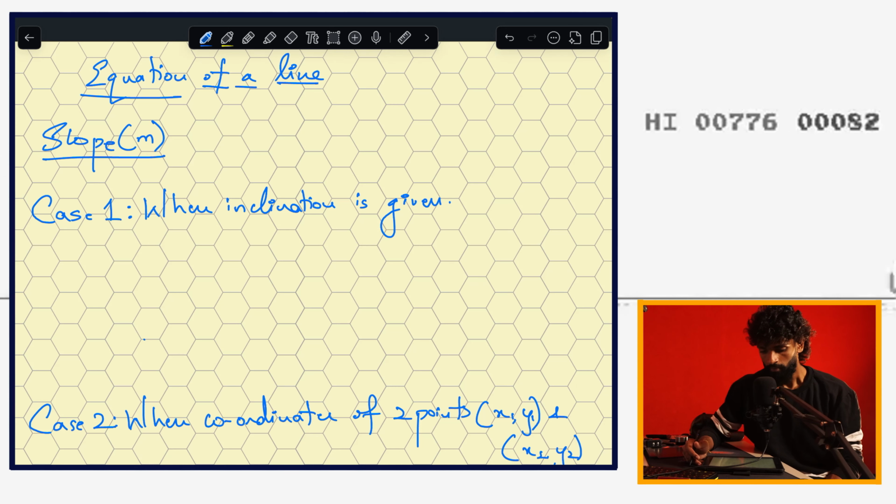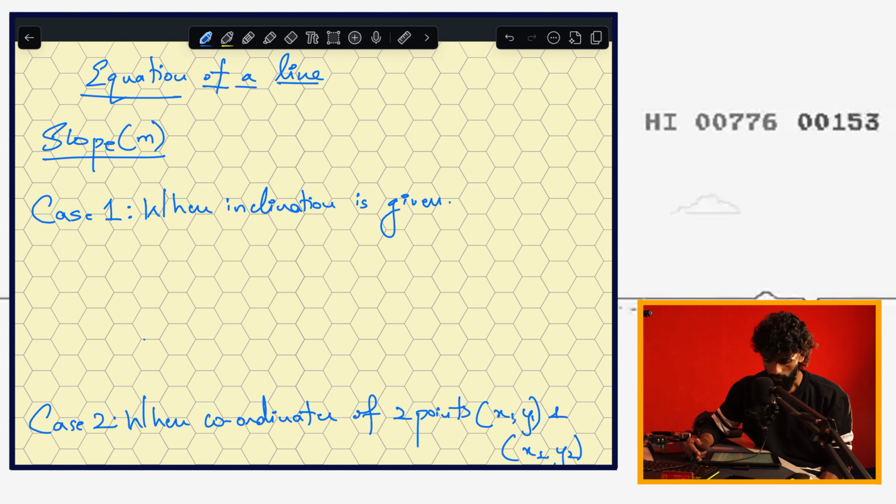So any question based on equation of a line, there'll be a lot of repeat words. For example, slope, inclination, coordinates, and all these things. So let's try to understand the meaning of all these things. Let's dive in with the first case. It says when inclination is given. In simple language, inclination means angle. So angle in this specific chapter is always calculated with respect to the x-axis, always.